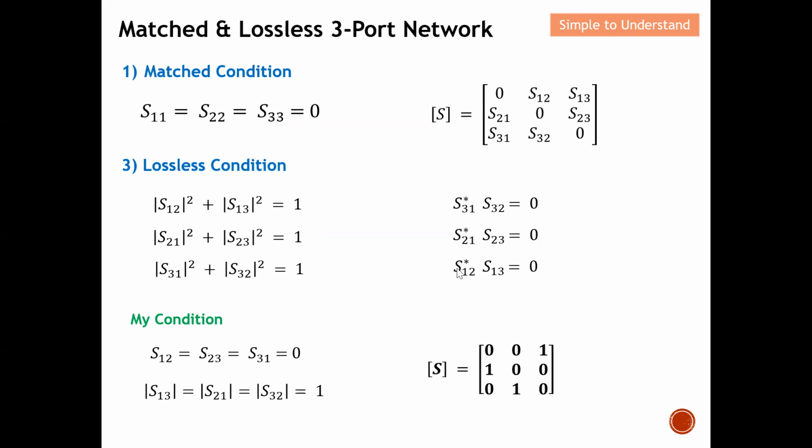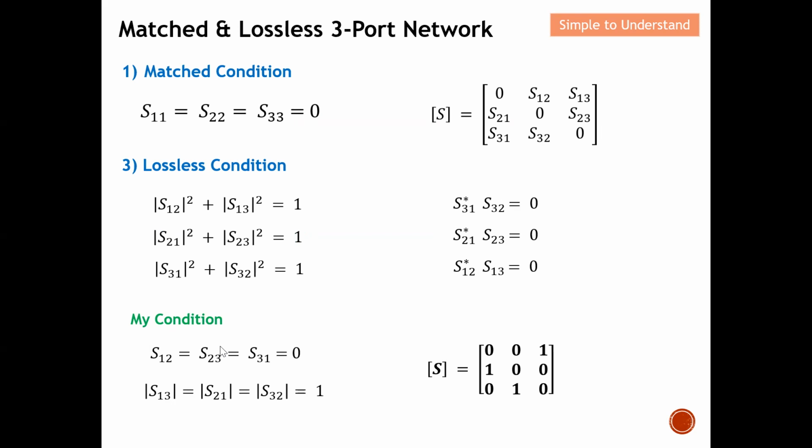So for this condition, I will let S12 equal 0, S23 equal 0, and S31 equal 0. This is my criteria to make the lossless condition. After I have made this choice, these all become 0, so I need to decide the others. When S12 is equal to 0, S13 needs to equal 1. When S23 equals 0, S21 needs to equal 1. And when S31 becomes 0, S32 needs to equal 1. So this will be my condition.